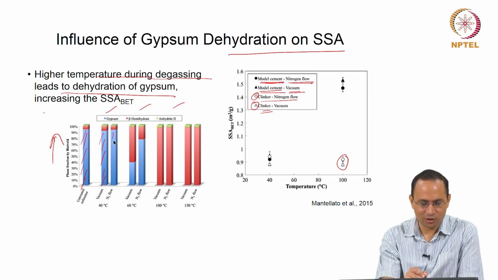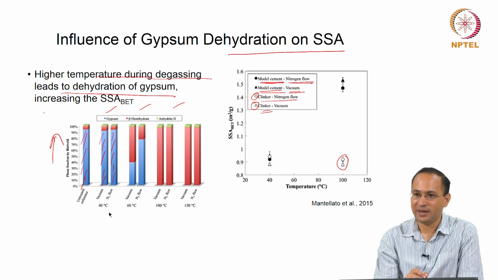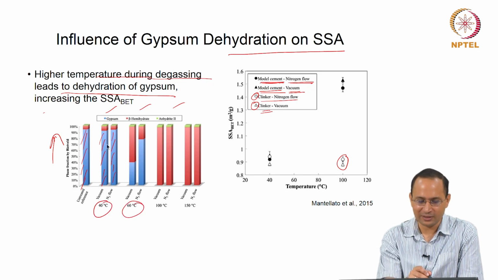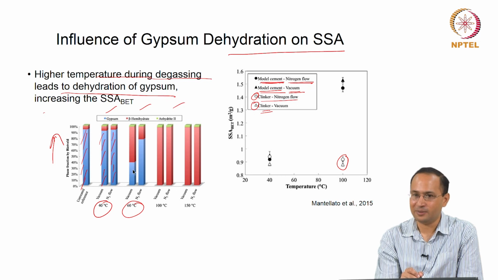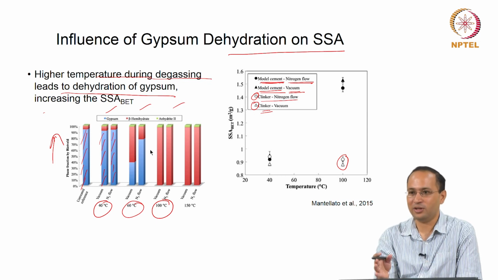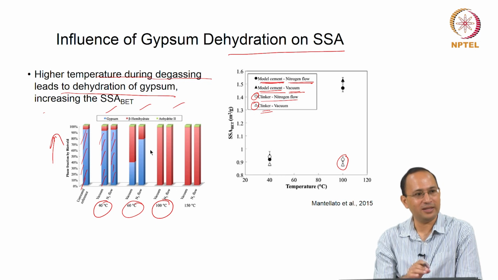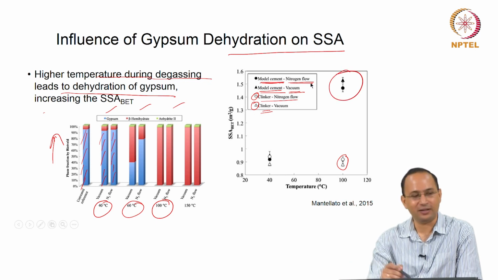At 40 degrees Celsius, there is not much change. Pay attention to this blue. What is happening when you increase to 60 degrees Celsius? You see a reduction in gypsum and an increase in hemihydrate. So, you see the dehydration of gypsum is taking place. Finally, at 100 degrees Celsius, most of your gypsum is gone. You have anhydrite. So, it tells you that as you increase the temperature, it leads to dehydration of gypsum, and that will get reflected in the measurements.